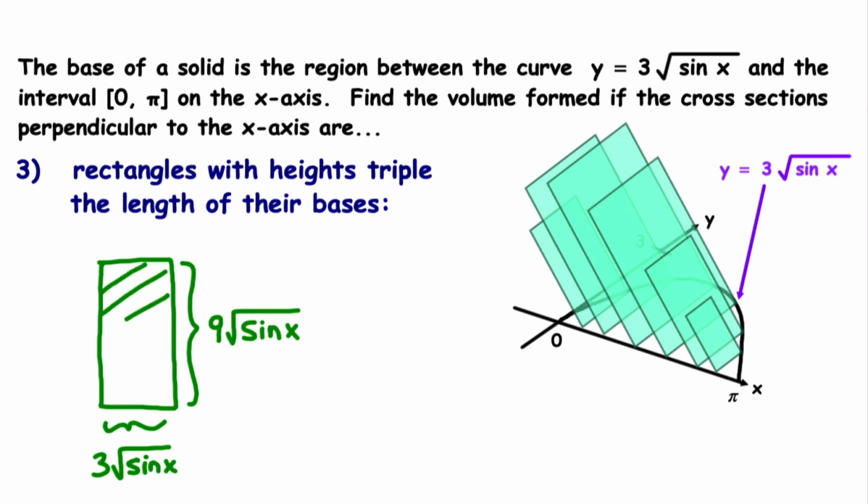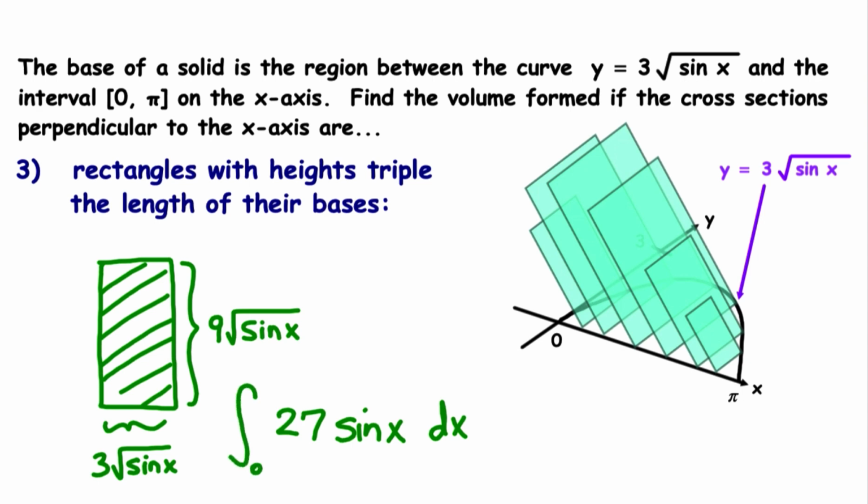When you take the cross-sectional area of this rectangle, 9 times 3 is 27. The square root of sine times the square root of sine is just regular sine of x. And that 27 sine of x is what we're going to integrate, throw a dx on it, and we're going to integrate it from 0 to pi. That'll give us the volume. We'll kick the 27 out. Let's come up here, 27.